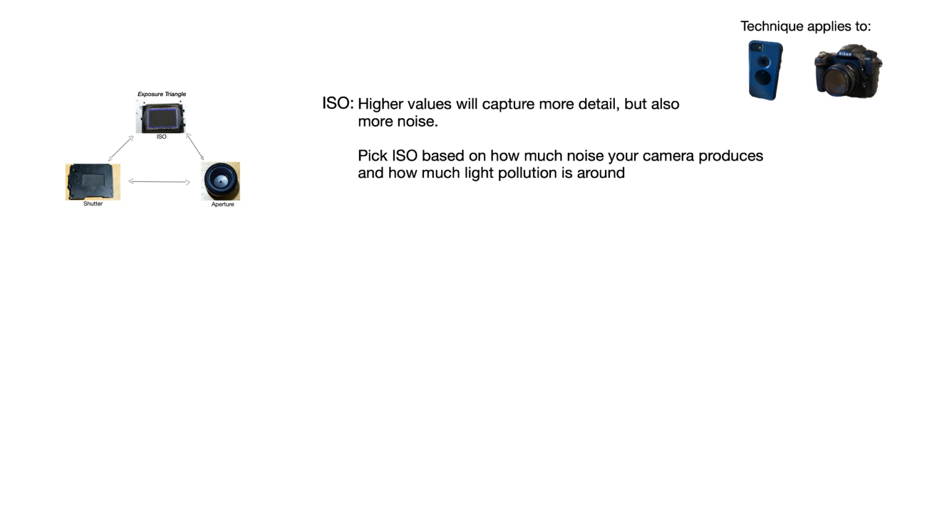The last setting that we're going to look at is ISO. Now, for your ISO, higher values are going to allow you to capture more detail, especially if we're looking at things like the Milky Way, but it also adds more noise. So you're going to want to pick an ISO based on your particular camera and how much noise your camera is going to produce. This will also be affected by how much light pollution is around, because a higher ISO not only makes your camera more easily detect light from the stars, but also light from around you.